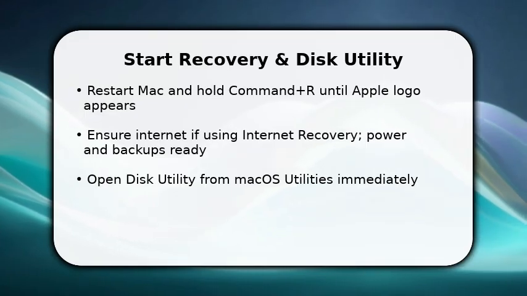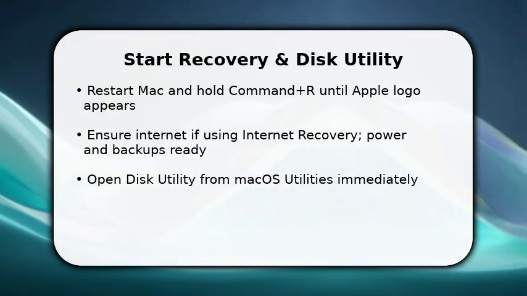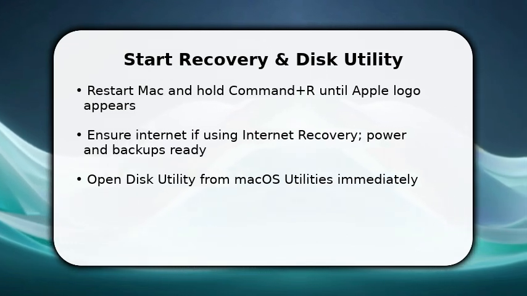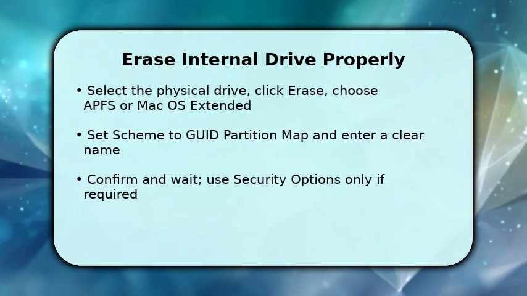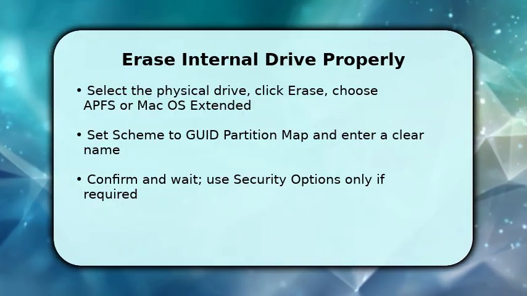You are taking action now. Identify the internal drive from the left sidebar, not the volume under it, so you target the whole disk rather than just a container. You will now erase the internal physical drive. Select the top-level device in Disk Utility's sidebar, then click Erase.